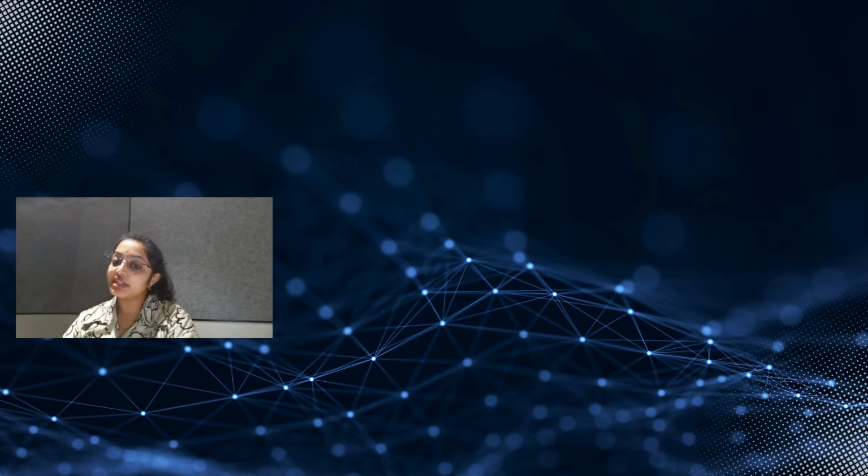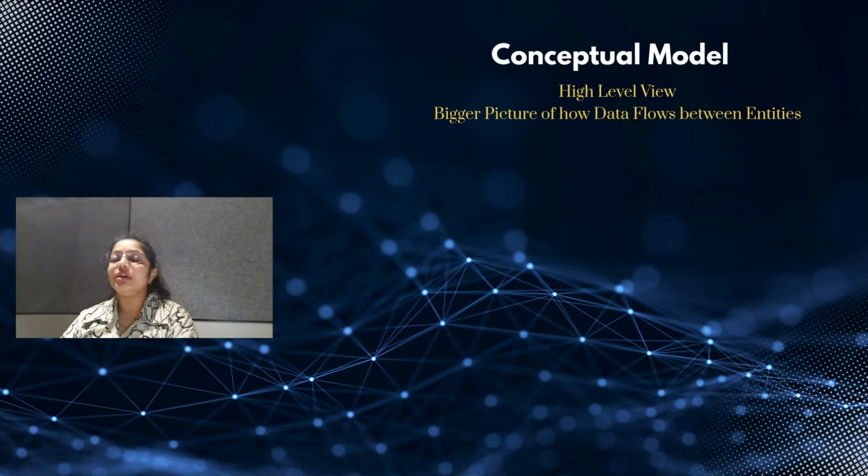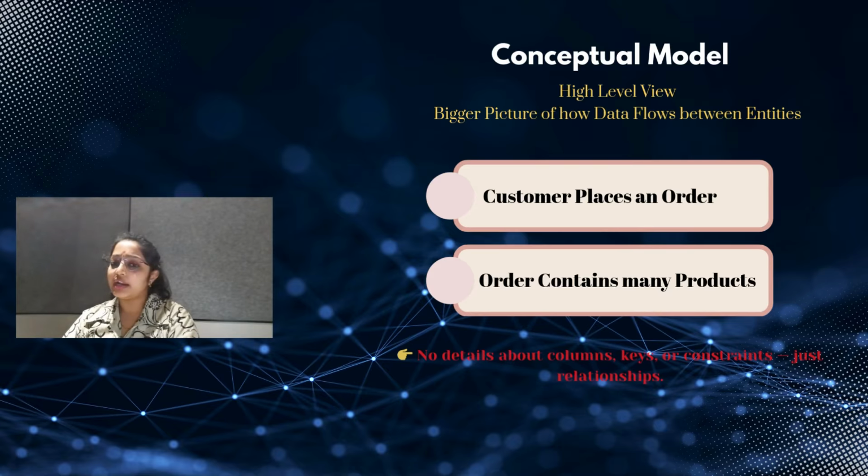Okay, so the first thing is the conceptual model. This is a high level view. You can treat it as showing the bigger picture of how data flows between entities. As our entities are customers, orders, and products, I can say a customer places an order and an order contains products. So this is just defining the relationships. This is a very high level view of what the system does.